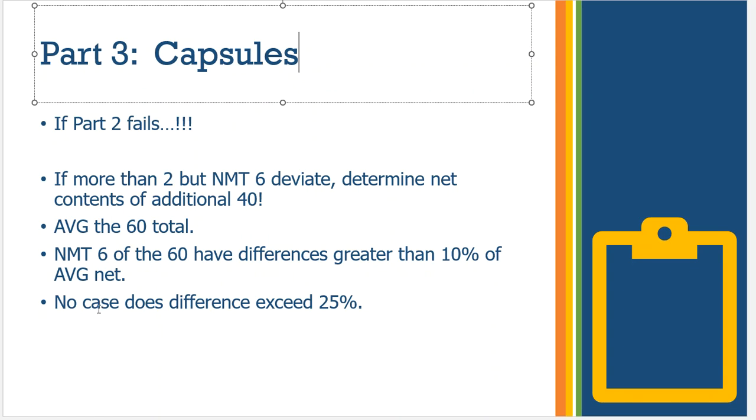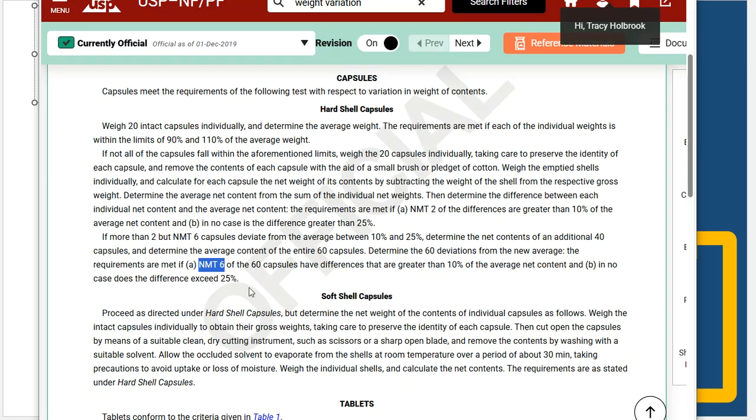And if more than 2 of those fail, then I go to part 3 and I do 40 more. And then I've got a total of 60. And out of those 60, if not more than 6 have differences greater than 10, we are good. That passes. But in no case does any one of those 60 exceed a 25% threshold. That is the mother threshold of the bunch. 25% in all cases so far, right?